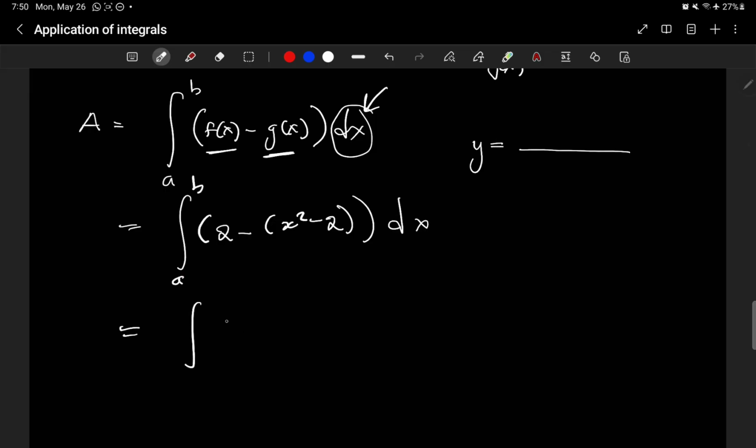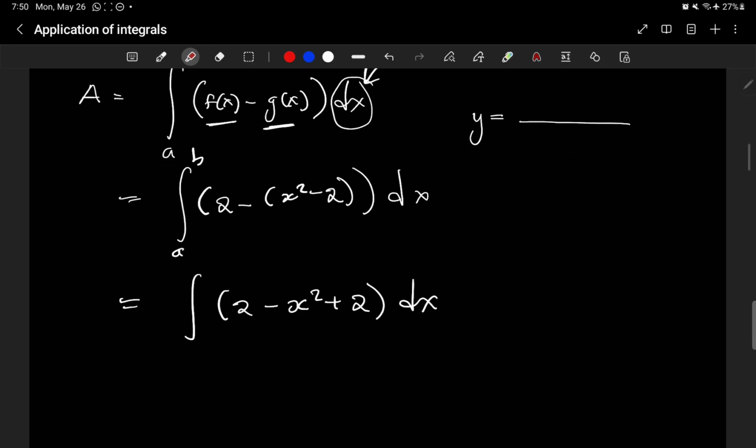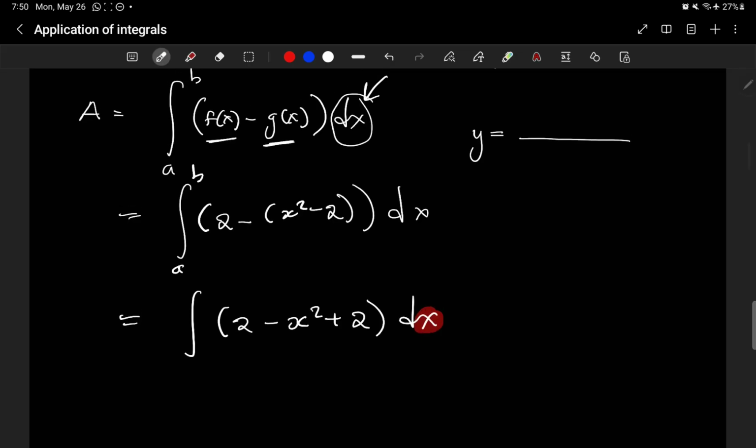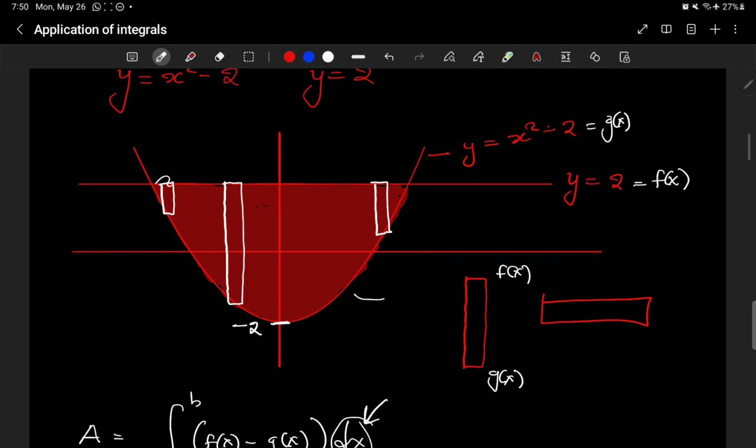So what will be the values for a and b? I can simplify this or bring the values for a and b in a bit. We have 2 minus x squared, then this becomes plus 2 dx. So what is our a, what is our b? Since our integration is with respect to x, a and b are values of x. A is the smallest value of x, which is the value of x at this point. B is the largest value of x, which is the value of x at that point.